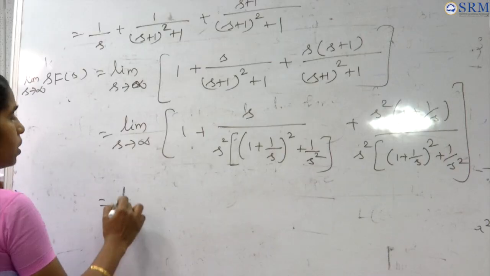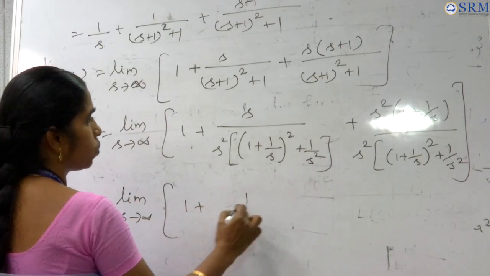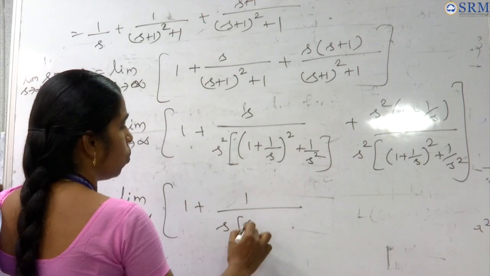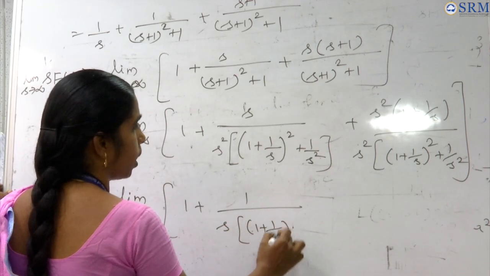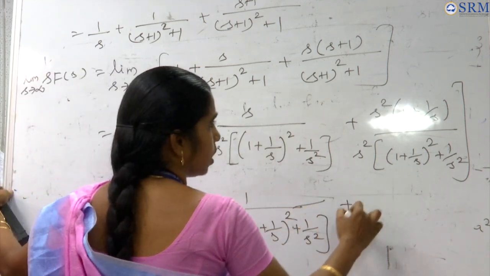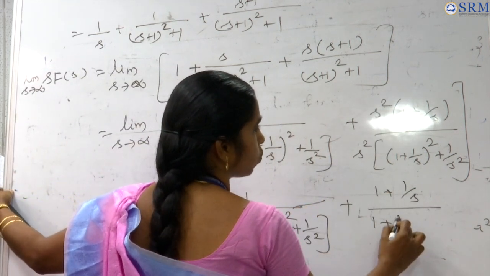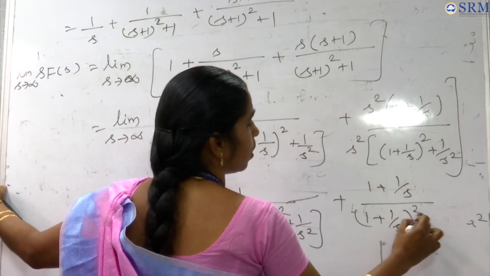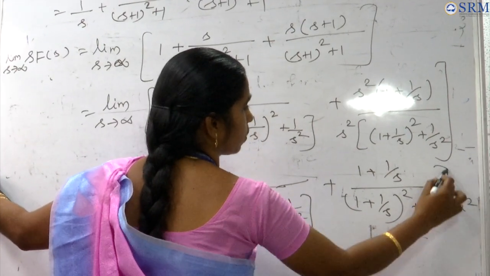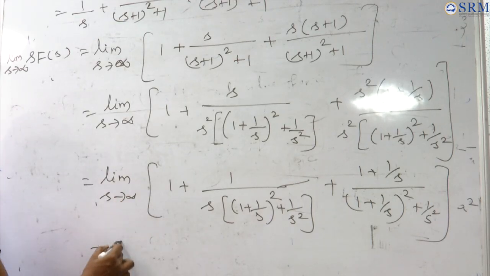So limit s tends to infinity, 1 plus 1 by s into 1 plus 1 by s whole square plus 1 by s square. s squared is cancelled, 1 by s divided by 1 plus 1 by s whole square plus 1 by s square. So now apply s tends to infinity, this value is 1.